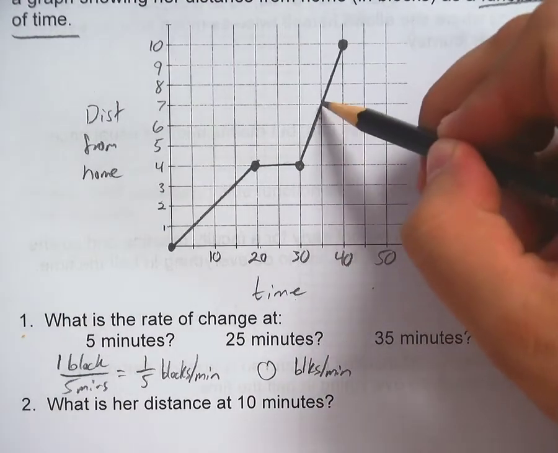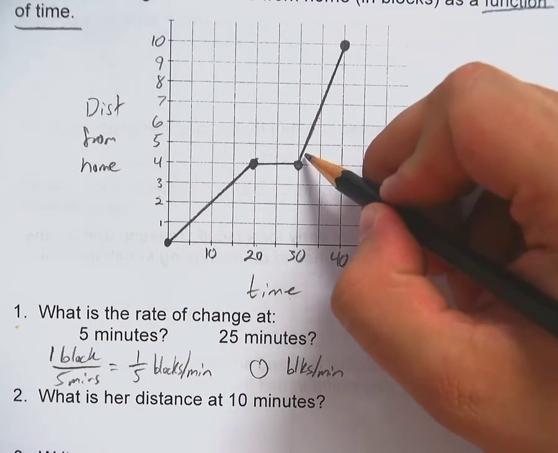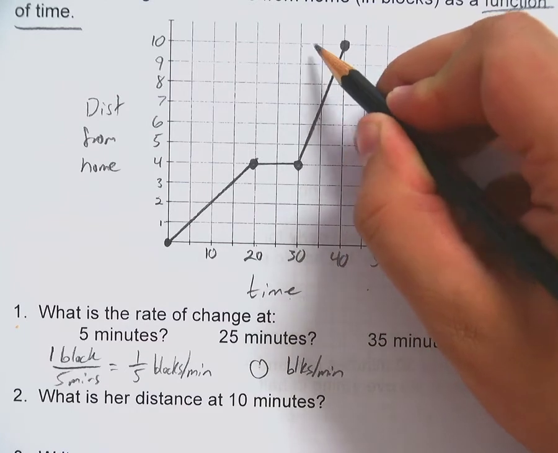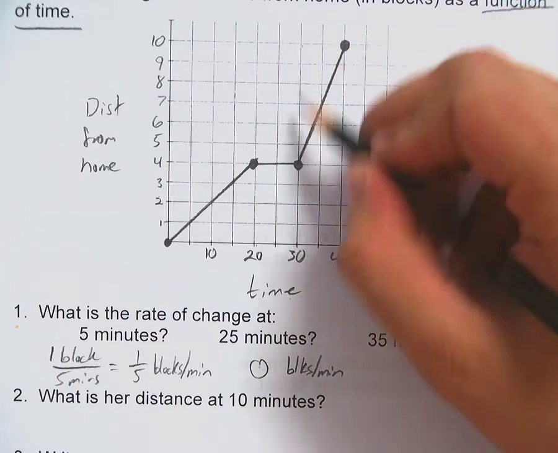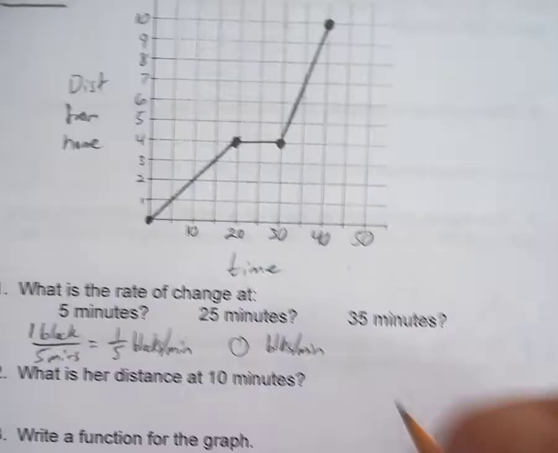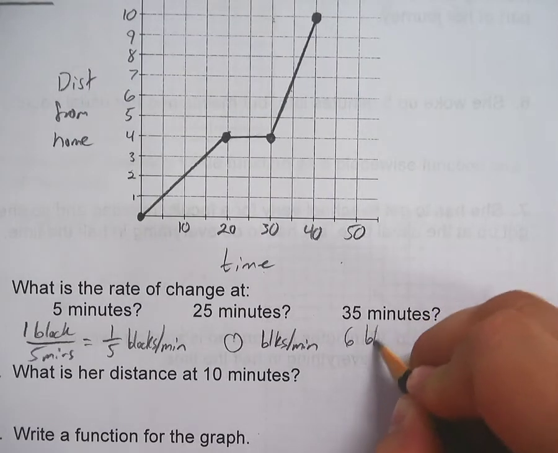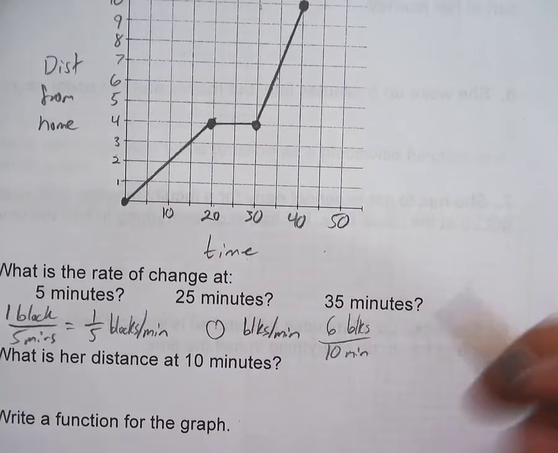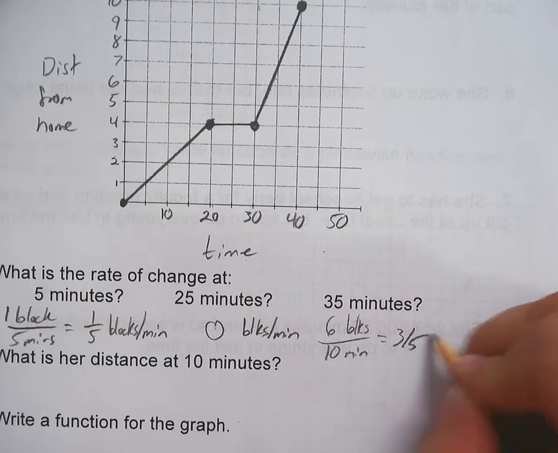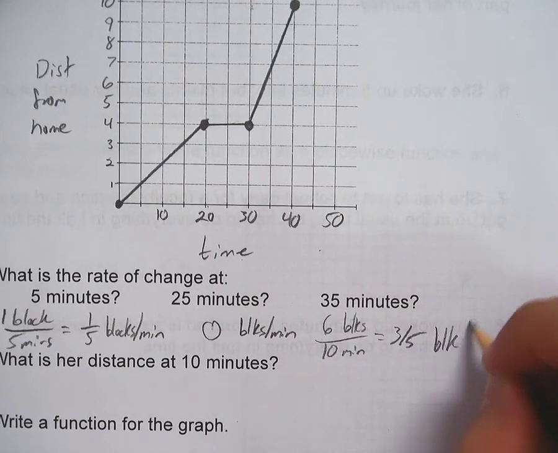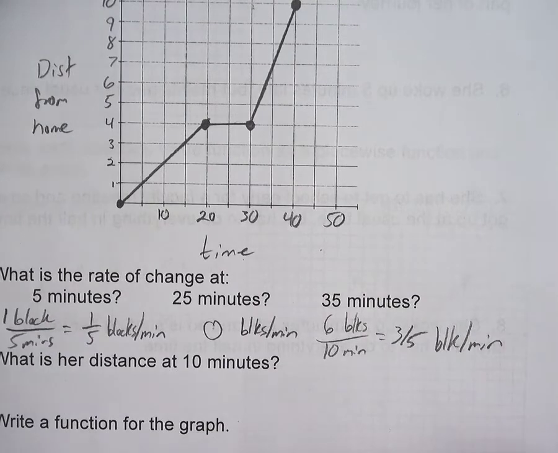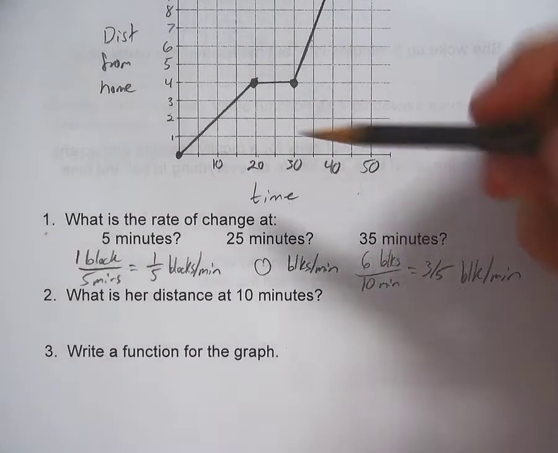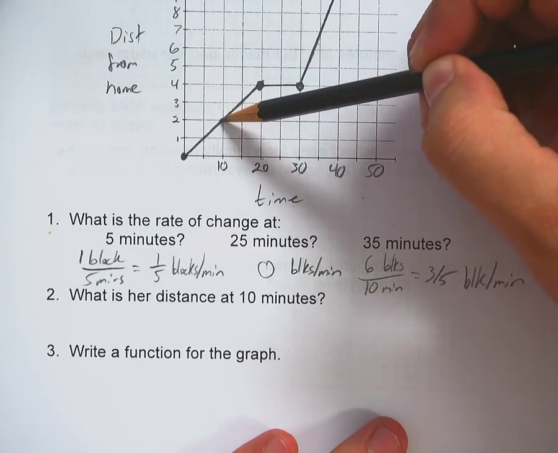35 right here. She is going up 1, 2, 3, 4, 5, 6 blocks over 10. 6 blocks over 10. That's the same line right there, so it's 6 blocks over 10 minutes, which is 3/5 block per minute. So just some basic algebra. What's her distance at 10 minutes? So 10 minutes, how far has she gone? Well, she's gone 2 blocks.